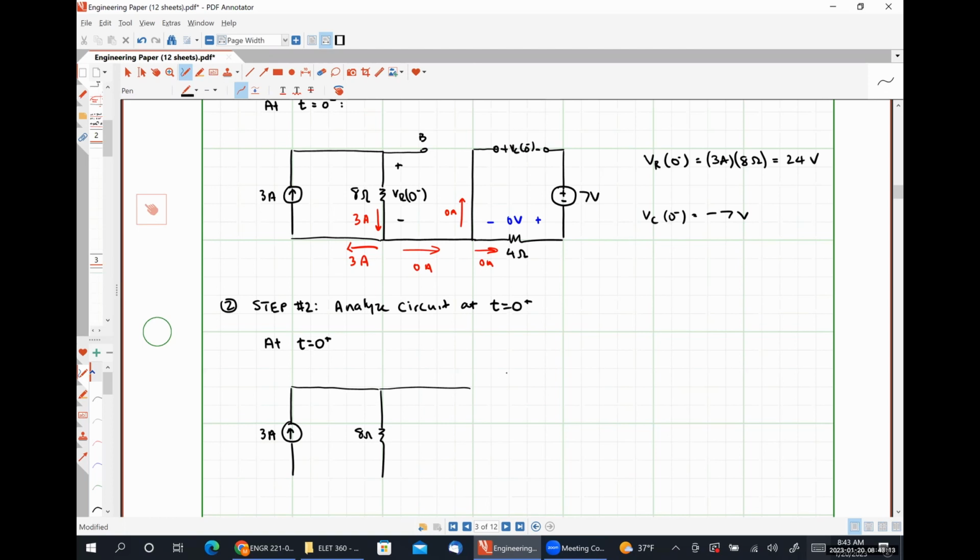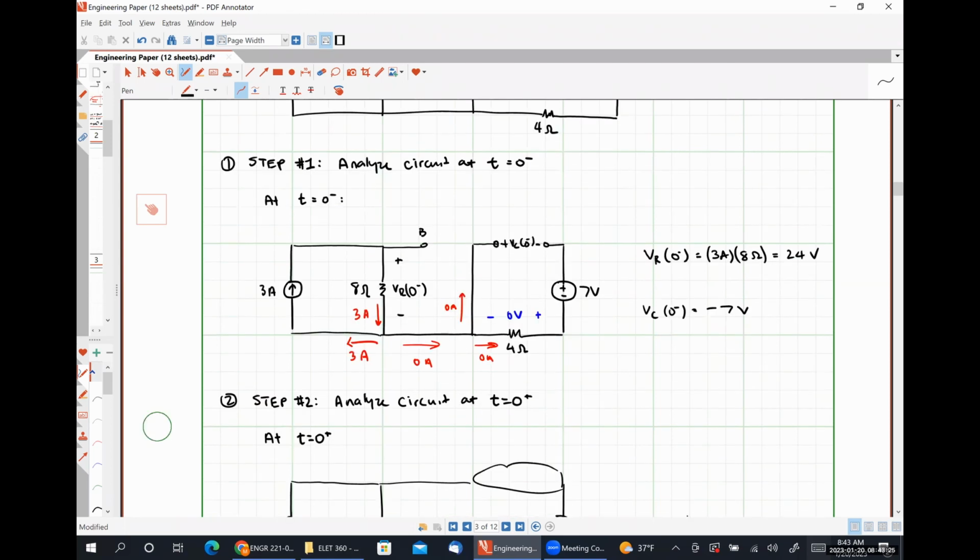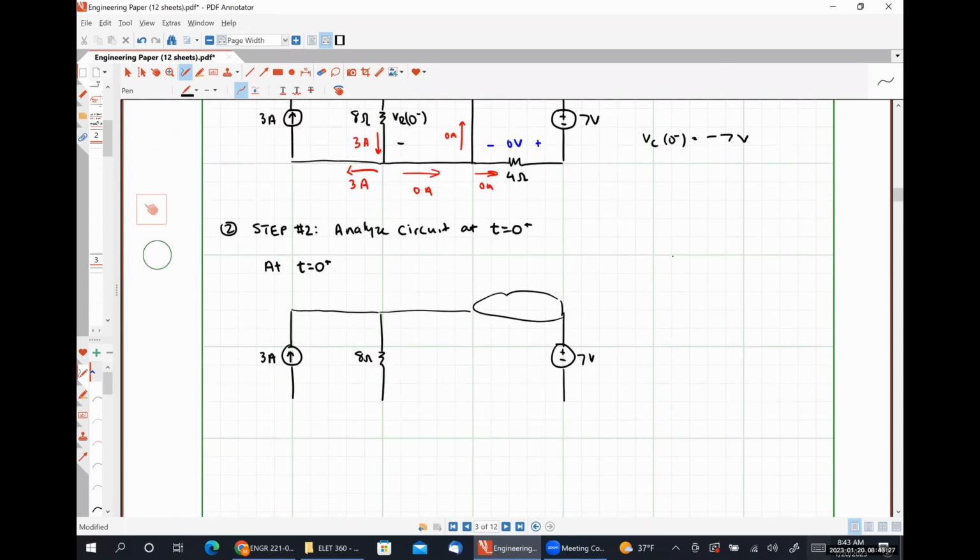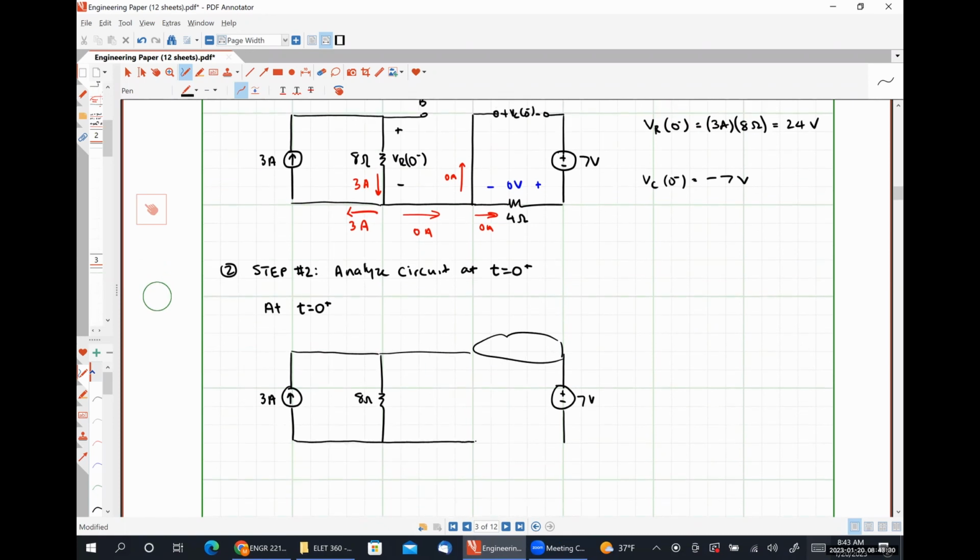I'm going to leave this region right here blank. That's where our capacitor is going to be, and we'll figure out what to do with that in a moment. Here's our 7-volt source. And let me just double check things down here. Here is our 4 ohm resistor. And then here is terminal A, which is open circuit. So let's talk about what we're going to do with our capacitor.